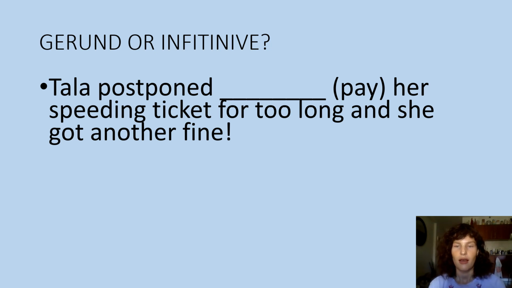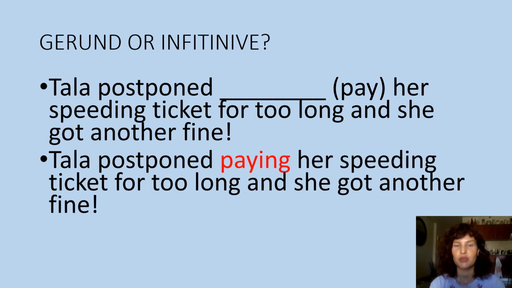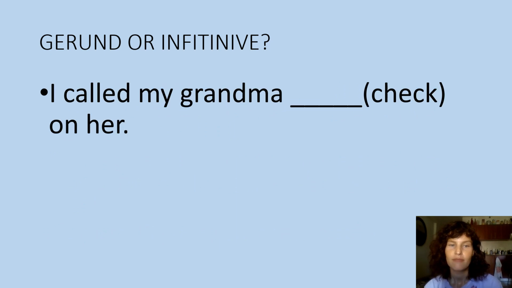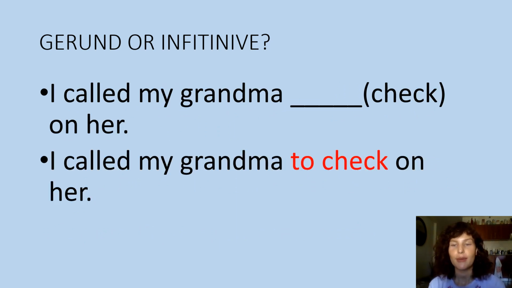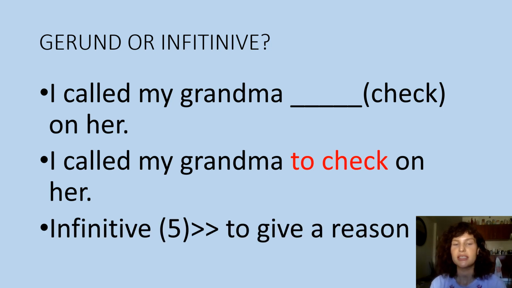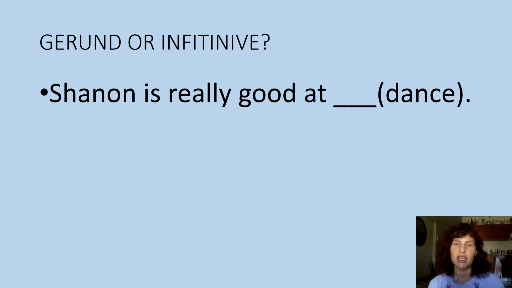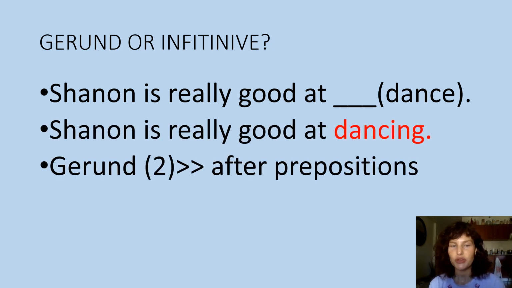Okay, Tala postponed her speeding ticket for too long and she got another fine. Uh-oh. All right, postpone is one of those verbs, right? Postpone paying that we always use the gerund after. Rule number 3, okay? I called my grandma, check on her. I called my grandma to check on her. I'm giving a reason. Rule number 5. Shannon is really good at dancing, right? It's after a preposition. Rule number 2.